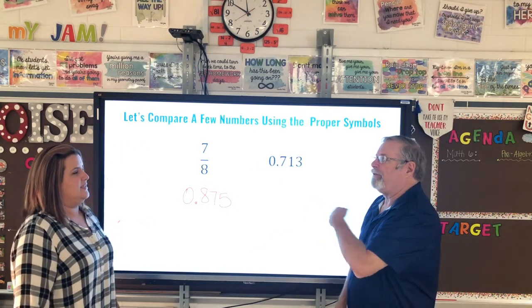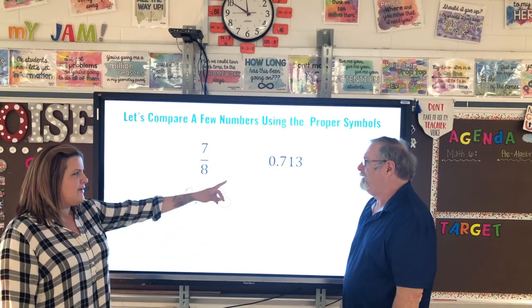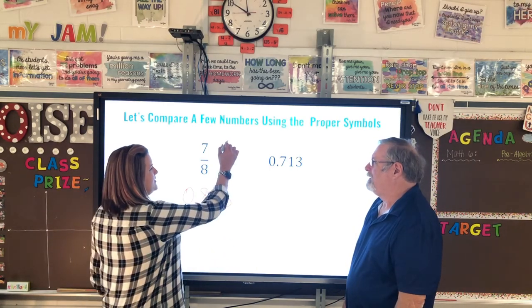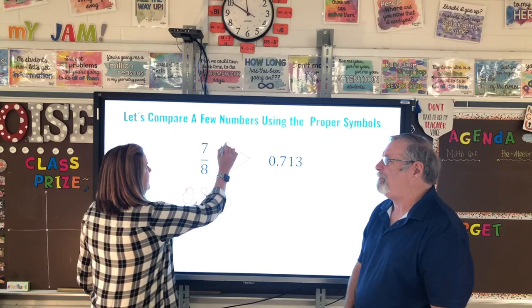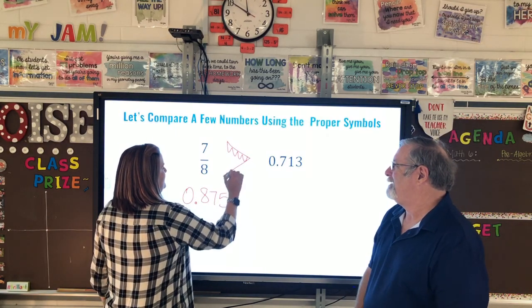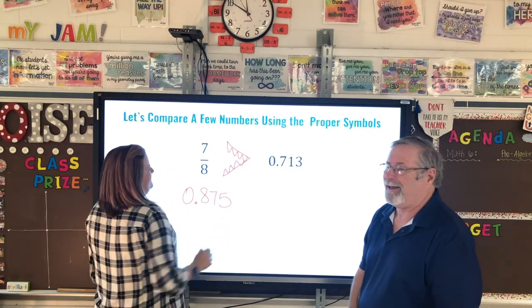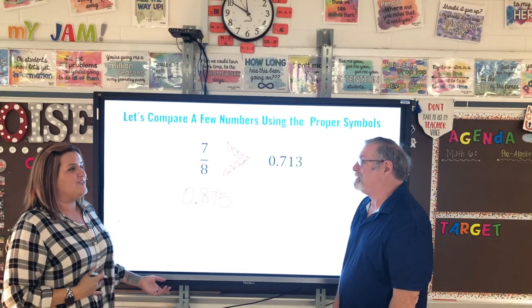And I have 713 thousandths. So now this is easy. 875 is bigger than 713. So let's get that alligator to eat that bigger number. She loves that silly alligator. Makes sense though, the alligator's hungry.